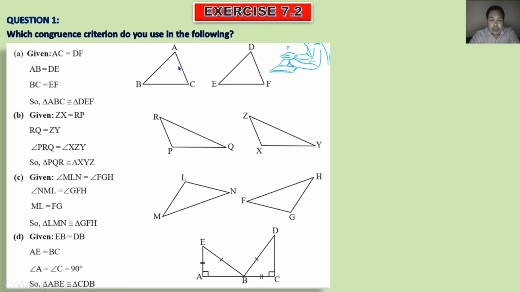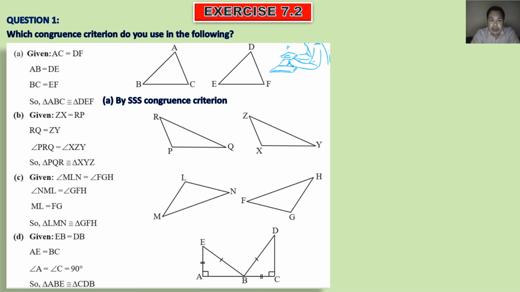Once again, all the corresponding sides of a triangle are equal to the corresponding sides of the other triangle. All the three sides. So triangle ABC is congruent to triangle DEF. So what is the name of the criteria by which we can say that these two triangles are congruent? Yes, you can understand that. That is SSS criteria. So by SSS congruency criterion, the two triangles are said to be congruent.